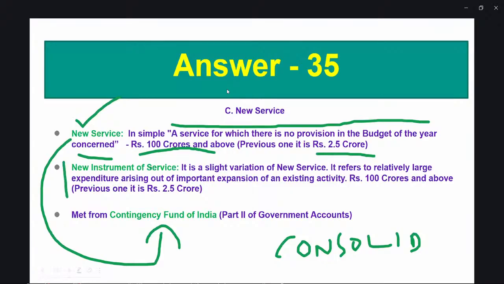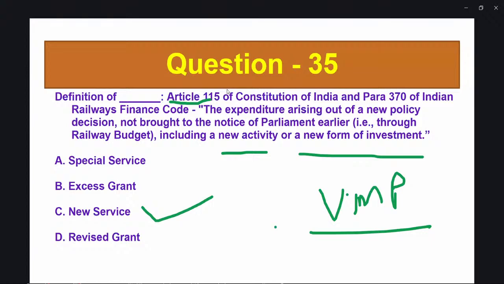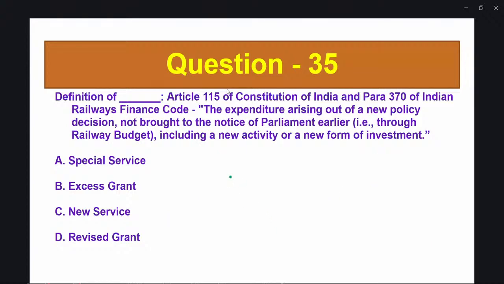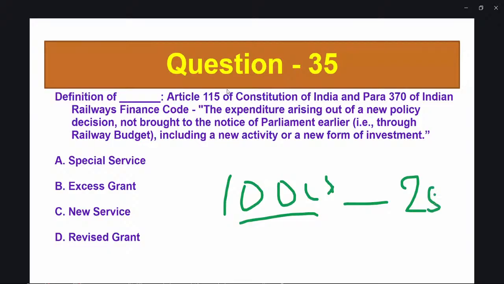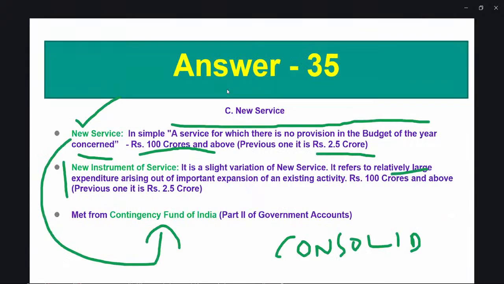New instrument of service is not quite new. It is already in last year's budget or current year's budget. But suppose the activity is 100 crores, the proposed work in budget, and now it was expanded to 250 crores. So what is the variation? 150 crores. That is a relatively large expenditure, an important expansion of the existing activity. So this is also met from the contingency fund of India.